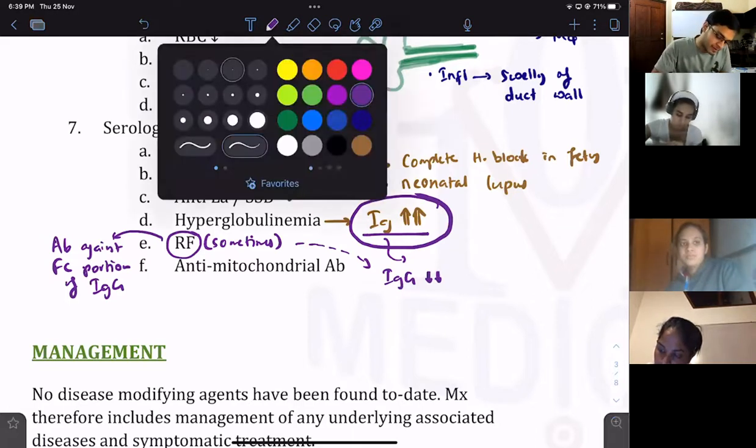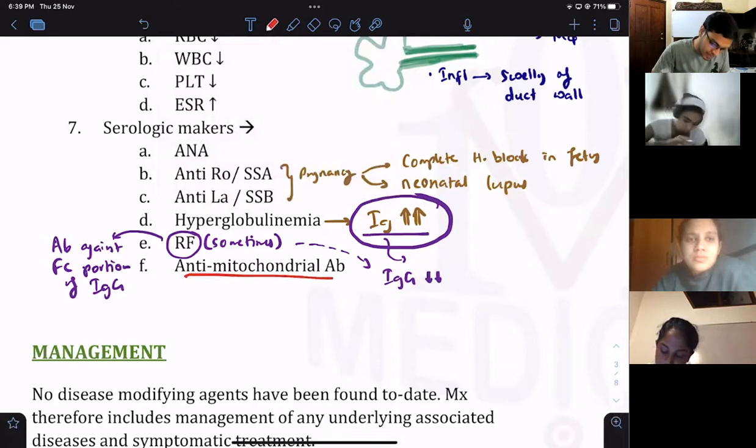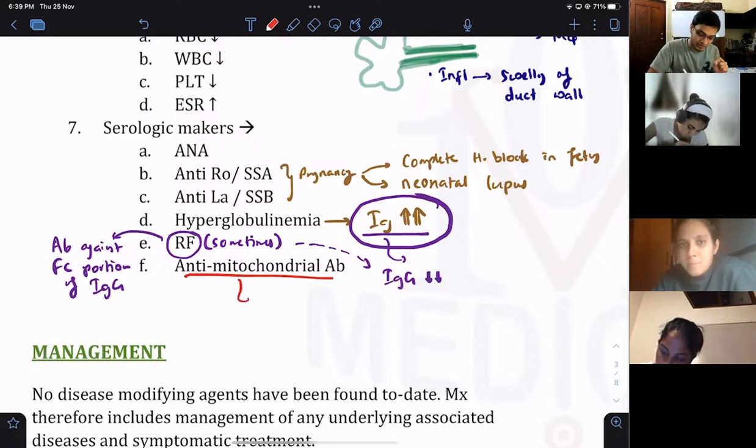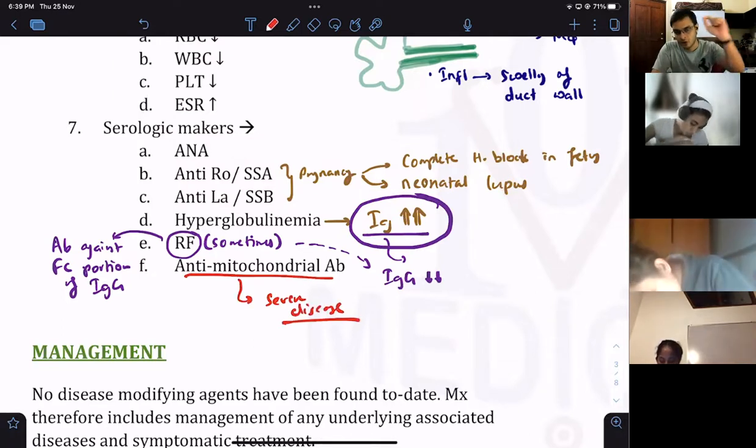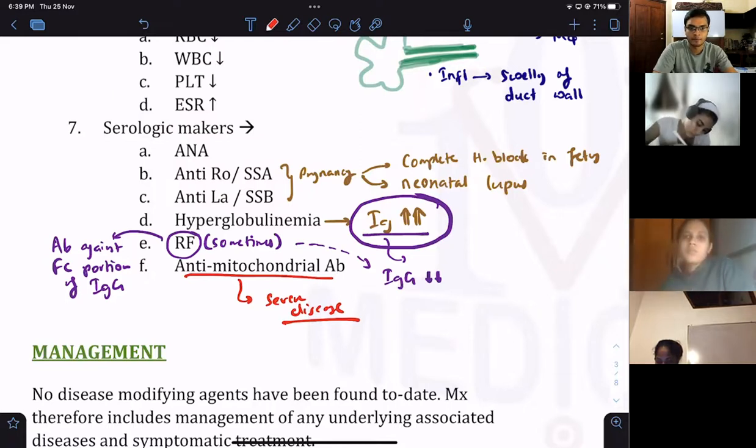Then sometimes, rarely, guys, we can have the anti-mitochondrial antibody as well in Sjogren's. This is not very common. It's quite rare. And if it is there, this is going to be severe disease. Just know that, because your body's mitochondria are going to be destroyed. Is that clear?